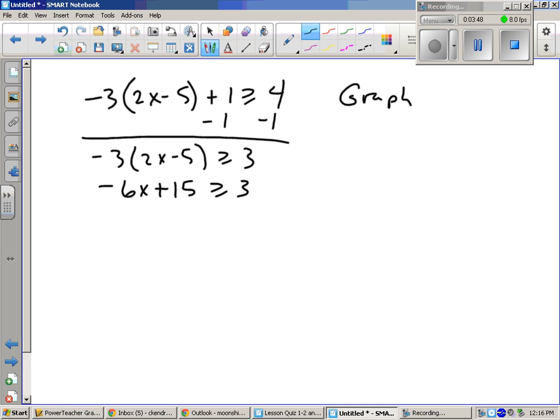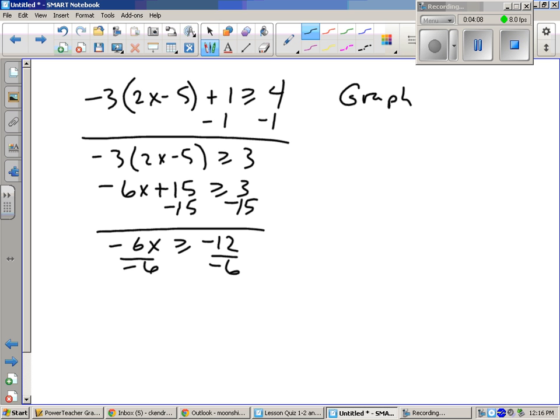Then I'm going to subtract 15. I'm just thinking ahead here. I could have done something a little simpler, but we'll just keep going with this for a few minutes. So negative 6x greater than or equal to negative 12, and then divide by a negative 6. So that means x is less than or equal to 2.